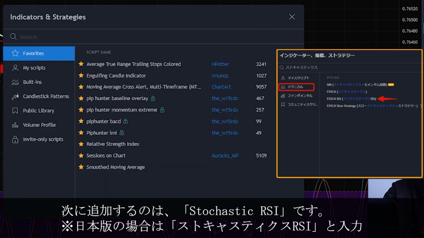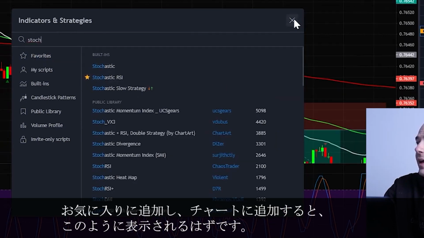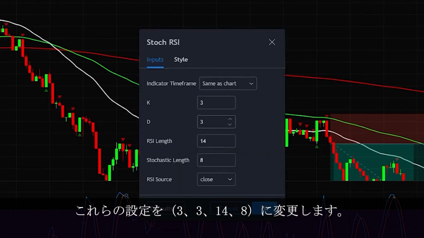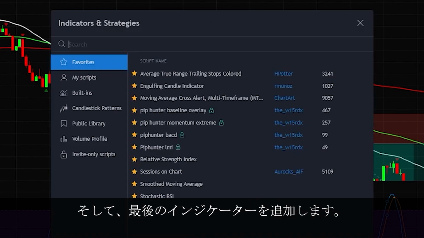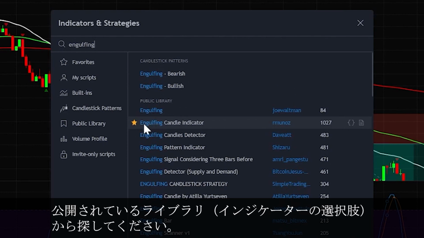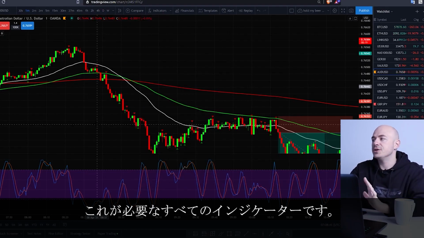The next thing that you're gonna add is a stochastic RSI. Right there, add it as a favorite and add it to your chart. It should look like this. You are gonna change these settings to 3, 3, 14, and 8. And you're gonna add one last indicator, and that you're gonna type in engulfing. You're gonna do it from the public library. It's called Engulfing Candle Indicator by RMUNOZ. And that's all the indicators that you're gonna need.